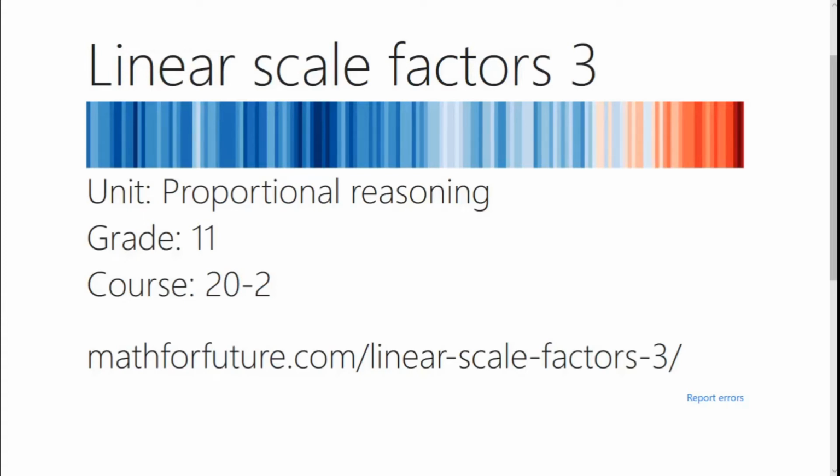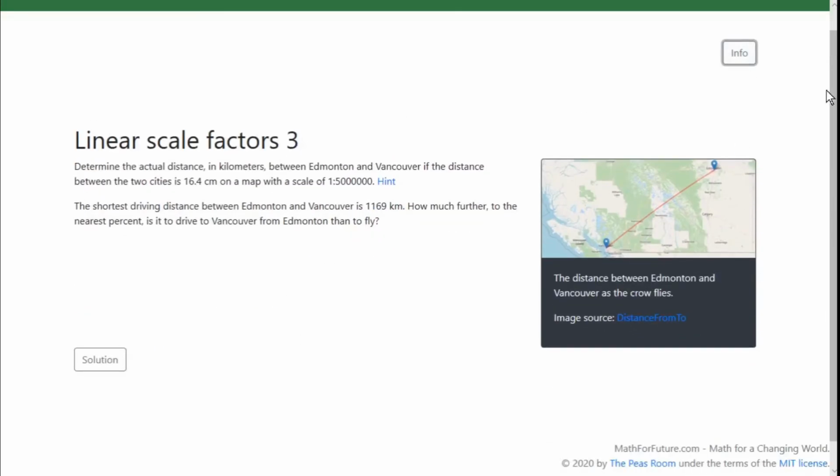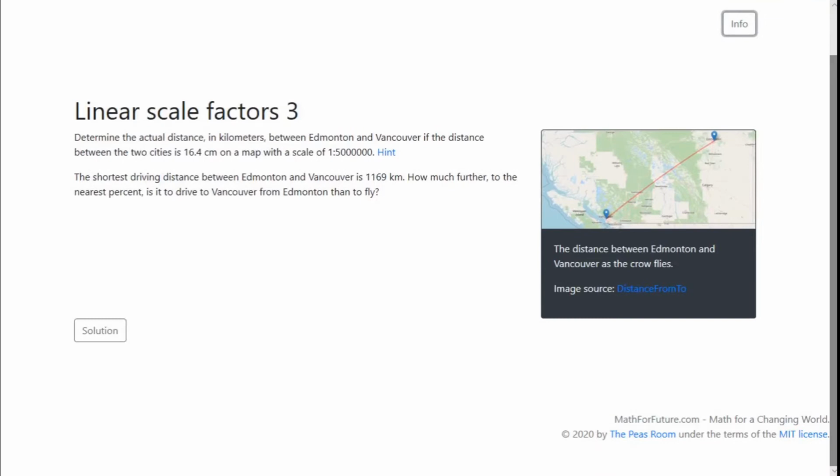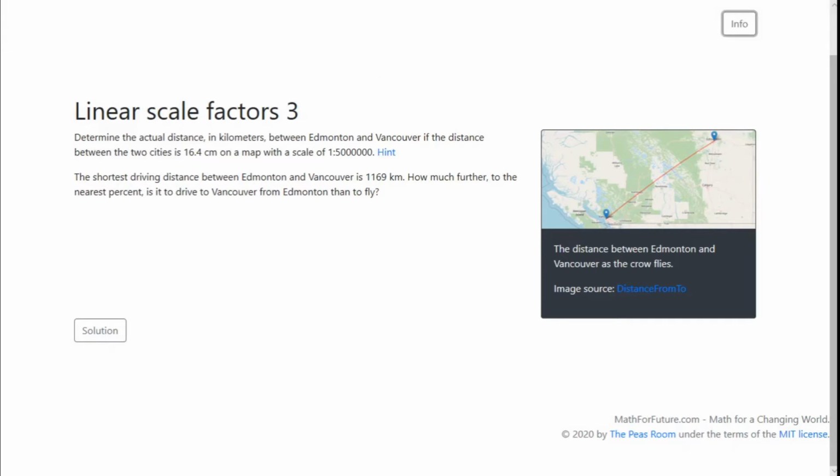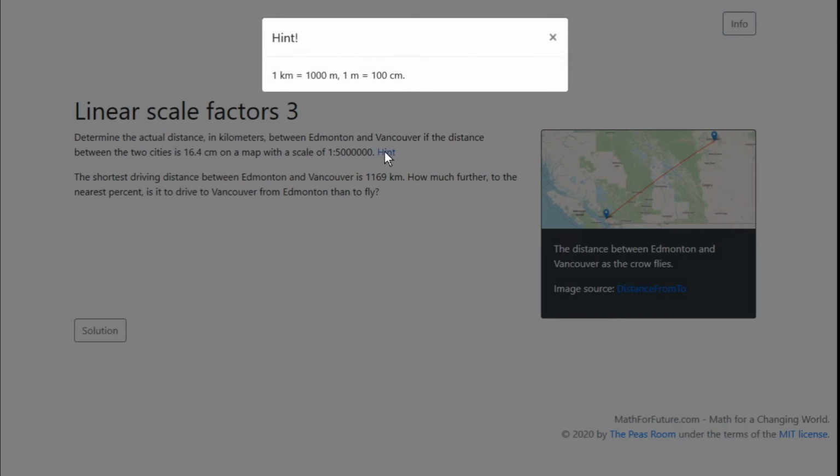In this video, I will be doing the solution to linear scale factors 3. So in this example, we want to determine the actual distance in kilometers between Edmonton and Vancouver if the distance between the two cities is 16.4 centimeters on a map with a scale of 1 to 5 million. There's a hint here. If we click on that, it tells us the conversion factors going from kilometers to meters and meters to centimeters. So we will have to do a unit conversion here.